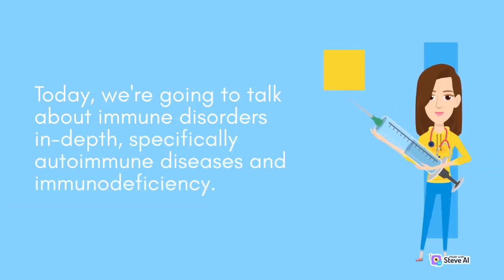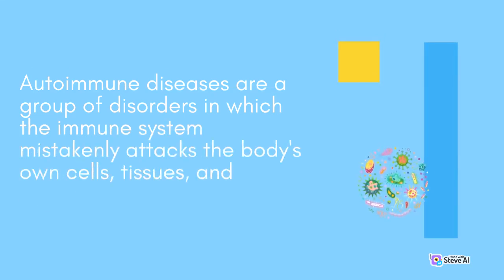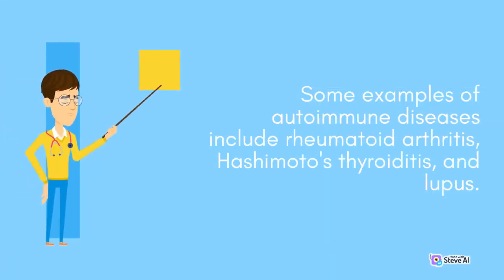Today, we're going to talk about immune disorders in depth, specifically autoimmune diseases and immunodeficiency. Autoimmune diseases are a group of disorders in which the immune system mistakenly attacks the body's own cells, tissues, and organs. Some examples of autoimmune diseases include rheumatoid arthritis, Hashimoto's thyroiditis, and lupus.